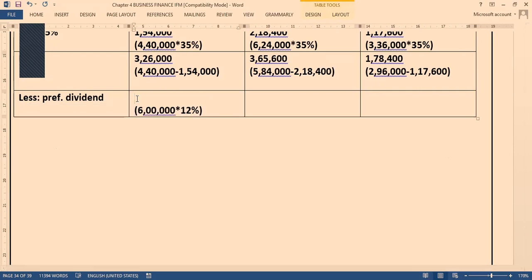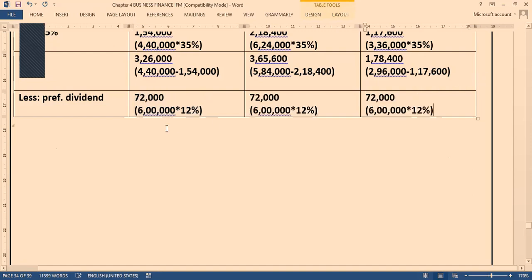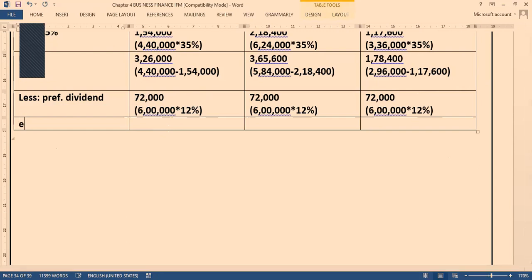Okay, you will be getting approximately 6 lakh into 12%, that is around 72,000. This remains the same for all the three cases. Now, the most important thing we have to find is the earning available to equity shareholders.